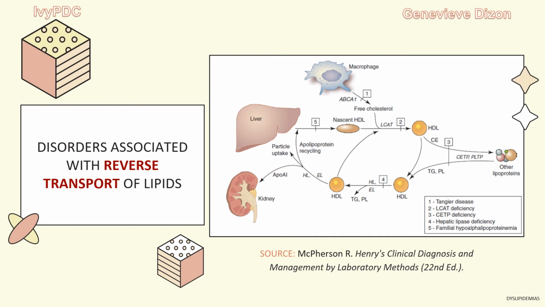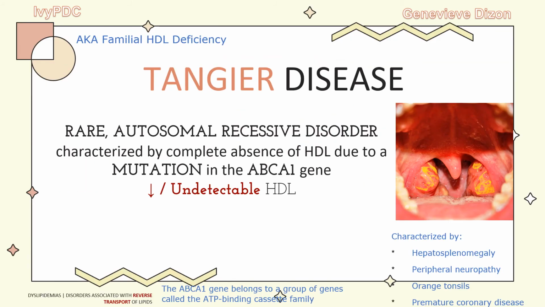Let's now go to the different disorders involved in the reverse transport of lipids. Our first condition is Tangier disease, which is a rare autosomal recessive disorder caused by the mutation of the ABCA1 gene, which leads to decreased or undetectable levels of HDL. HDL levels may go as low as 1 to 2 milligrams per deciliter.